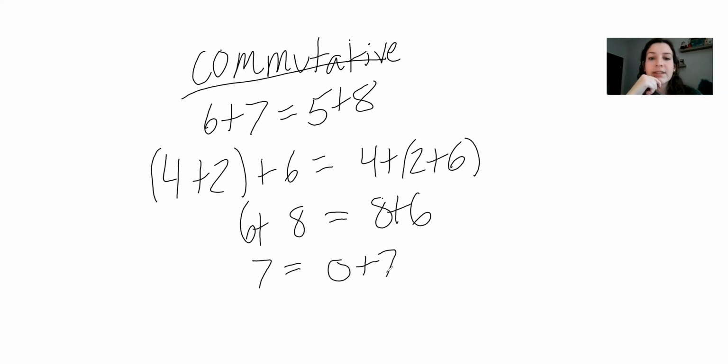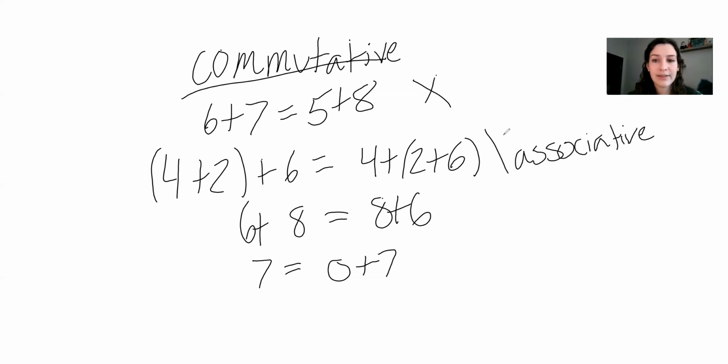Okay, so let's go through this list. Now let's quickly recall, what is the commutative property? That is when you can add in any order. So 6 plus 7 equals 5 plus 8. So that's not commutative because we're not adding in any order. The left-hand side and the right-hand side do equal each other, but this is not an example of the commutative property. So down to the next one, we have 4 plus 2 plus 6 equals 4 plus 2 plus 6. Since in this one we're grouping numbers together, this looks an awful lot like the associative property, which is not the commutative property, so not this one.